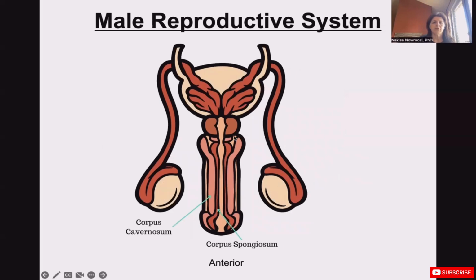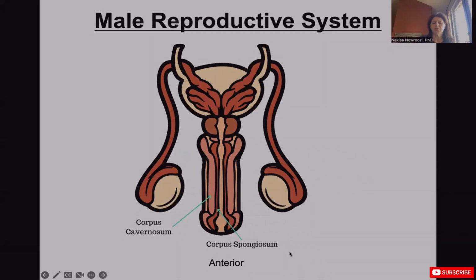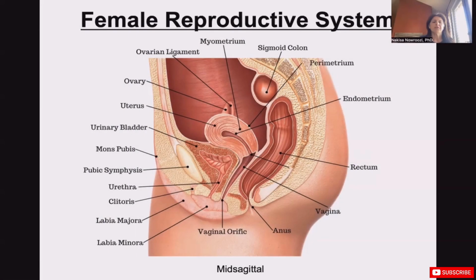Here, anterior view of male reproductive system showing the testes and the penis. However, I want to show you the erectile bodies, these muscular structures. The outer one is called corpus cavernosum, and the inner one, which is more to the medial end, is called corpus spongiosum. We are looking at female reproductive system.